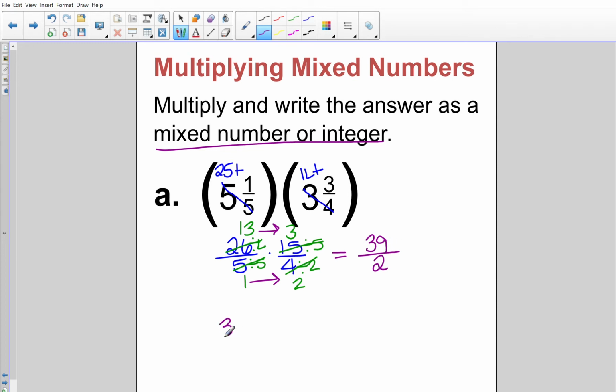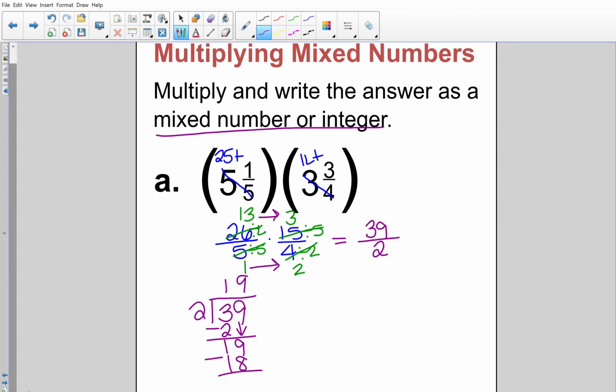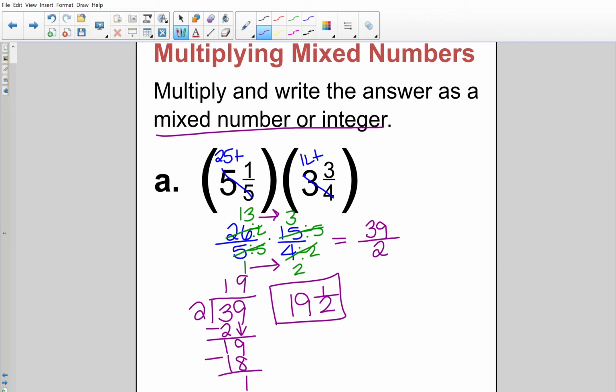To change it back, we take that 39 and divide it by 2. So 2 goes into 3 once. We subtract, we have 1 left over. We bring down our 9. 2 goes into 19 nine times. That's 18. We subtract, we have 1 left over. Remember, we write this as the whole number, the remainder over the original denominator. So the answer that Alex would be looking for would be 19 and 1/2.